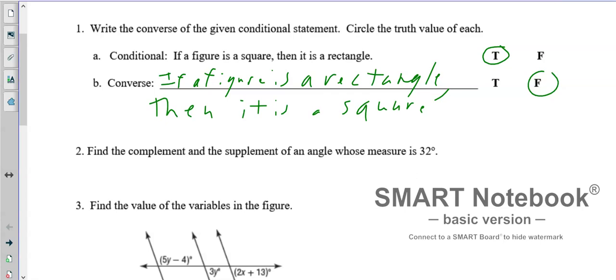All right, find the complement and supplement of an angle that's 32. So remember, a little cheat on this is C comes before S and 90 comes before 180. So complement means it adds up to 90 and supplement adds up to 180. So if we do 90 minus 32, we get 58 degrees. Now if we do 180 minus 32, we get 148 degrees.